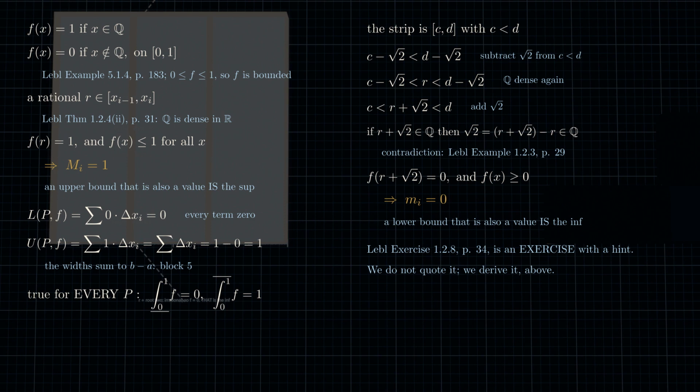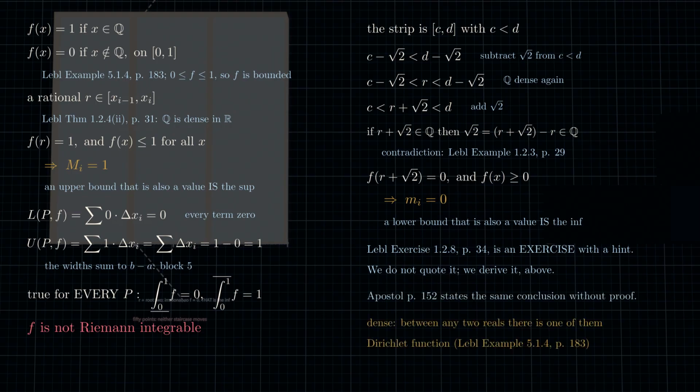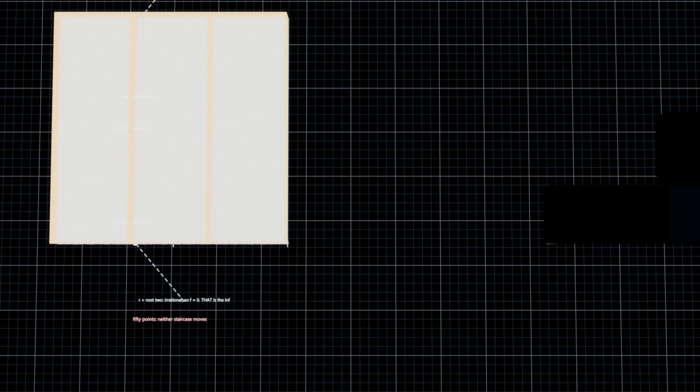The trap never closes. Refine 1,000,000 times. More strips, each with the same problem. So Dirichlet's function is not Riemann integrable. Under our definition, there is no area under it. No number earns the name. Now you know why the definition had to be conditional, and why integrable does real work. Our Apostol has it on page 152. Our Lebl as example 5.1.4.